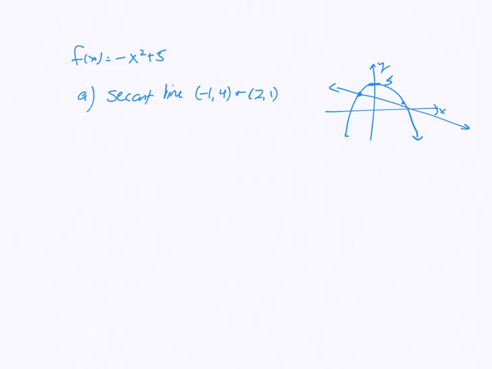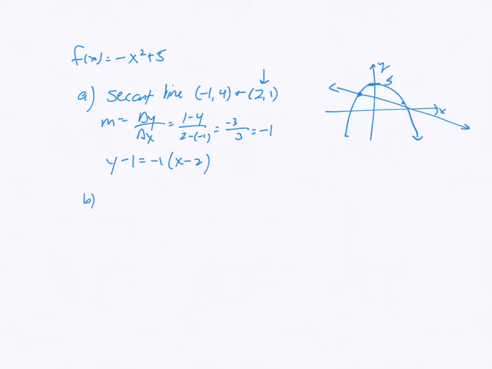So for the secant line, first we need the slope. The slope is just change in y over change in x, same slope formula. So we get negative 3 over 3, which is negative 1. So the equation of that secant line, I'm going to choose this point right here, I like him better, is going to be y minus 1 equals negative 1 times (x minus 2).